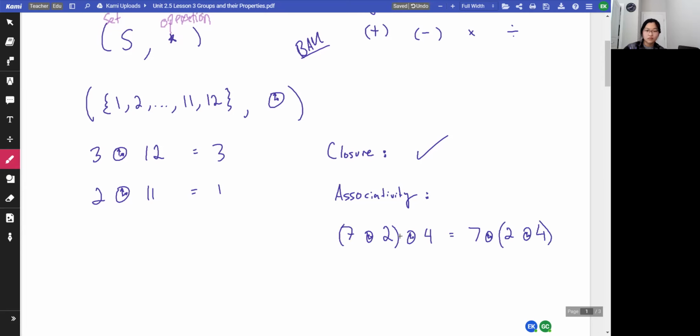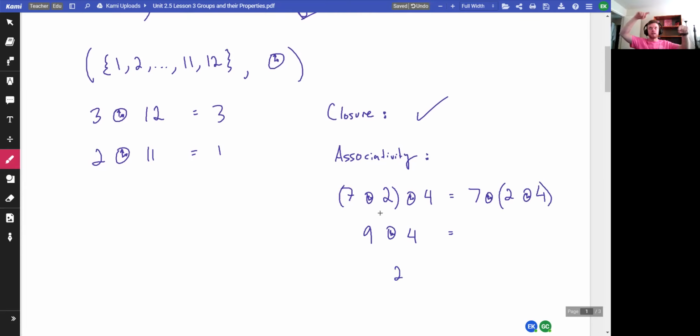So let's convince ourselves whether or not clock arithmetic has associativity. 7 clock 2 is 9. And then 9 clock 4 is 9, 10, 11, 12, 1. Now the other grouping: 2 clock 4 is 6, and then 7 clock 6 is again 1. Awesome. One example in math is not usually a good way to prove something, but we're going to sit here and just understand the idea of associativity. Clock arithmetic has this property of associativity.